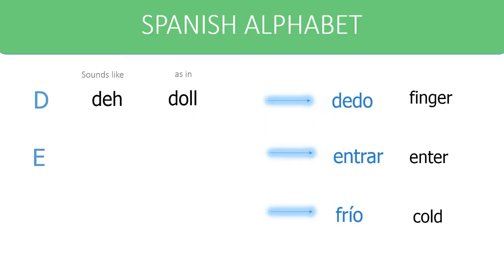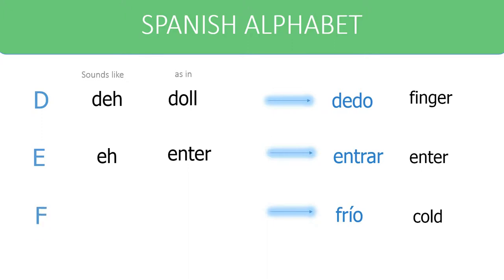The letter E in Spanish sounds E. Just as in enter. So an example would be the word entrar, which means enter. Entrar. So the sound for the letter E is E.